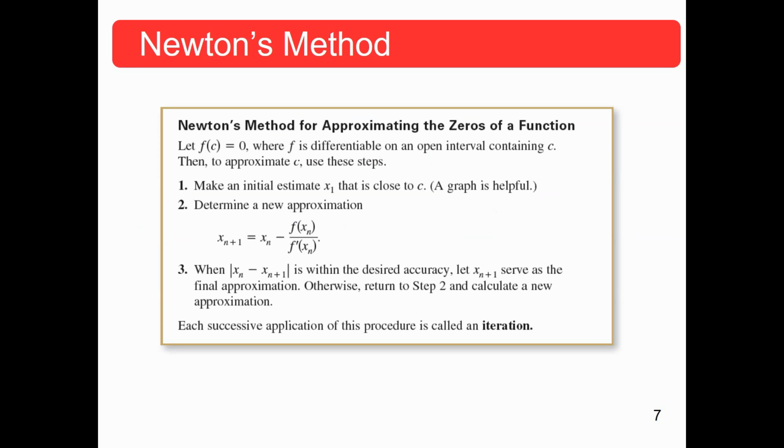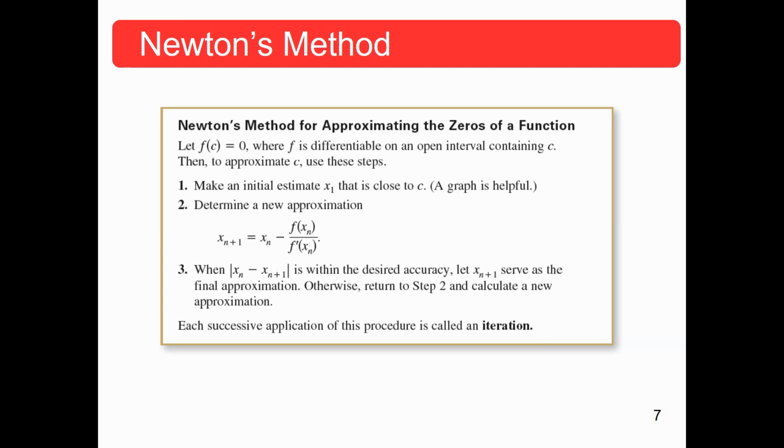So if we let f of c equal 0, this is the y value at c, right? And f is differentiable on the open interval containing c, then to approximate that value of c, we start by making an initial estimate, close to c. If we're able to graph it, it's helpful, because we can guess somewhere in that vicinity. Then we determine a new approximation using the form x sub n plus 1 equals x sub n minus f of x sub n divided by f prime of x sub n.